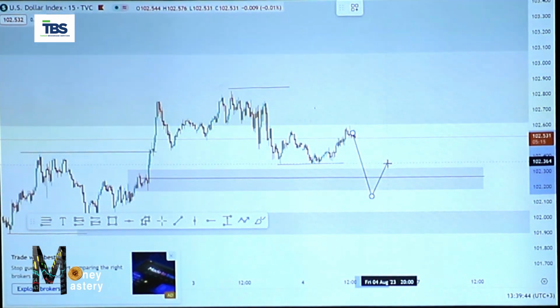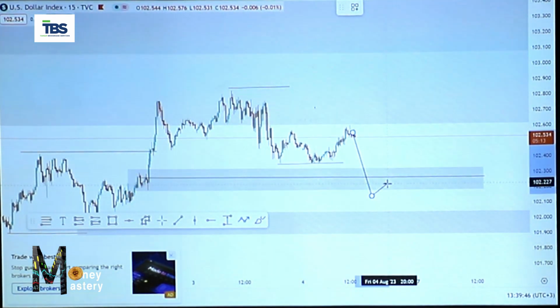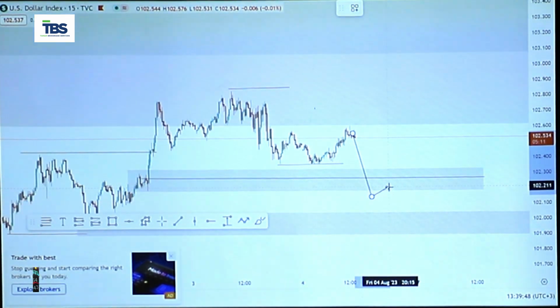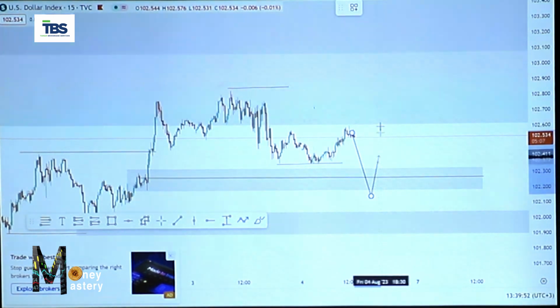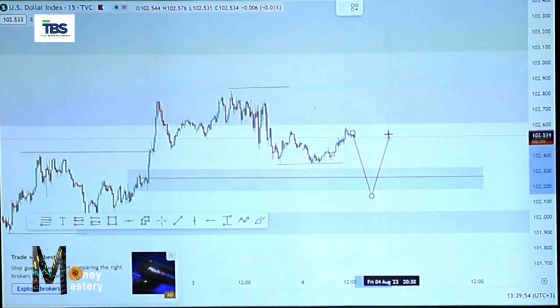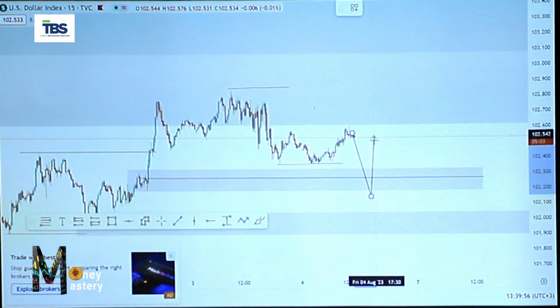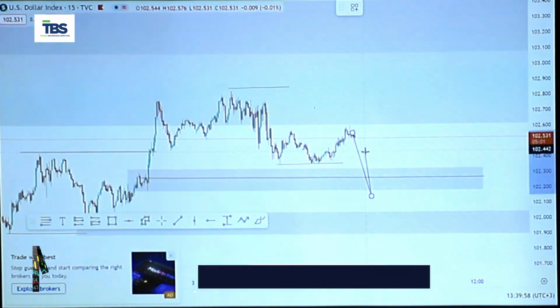Either enter at the opening or here in this zone, it depends. But your stop loss should be exactly here, because you don't want to risk. And here, if you enter here, even if you're targeting here, this is like 1 to 5 risk to reward. That's the first option.